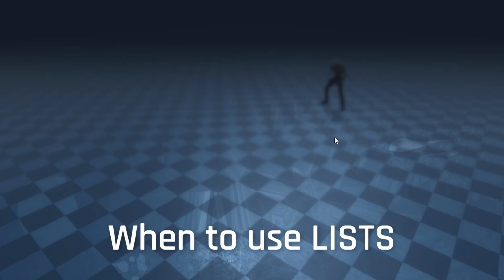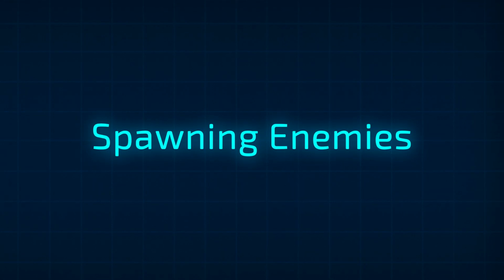In this video, we're going to build a simple enemy manager together. We'll start with one short script that just spawns enemies. Then we'll improve it step by step, first adding a list to keep track of them, and finally using an array for fixed spawn points. By the end, you'll understand when to use lists and when to use arrays.